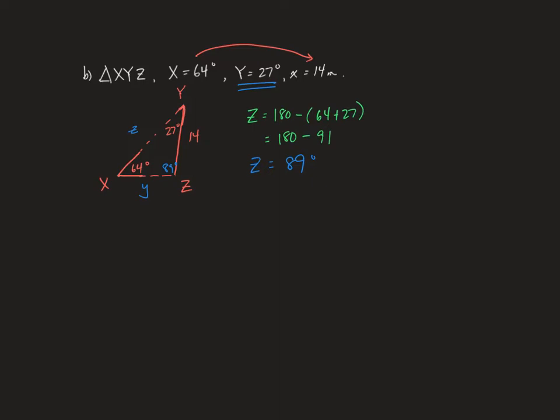Now, since I'm not finding an angle, there really is no ambiguous case to sine law. However, if you're looking for uniformity, then maybe the easiest thing to do is to always find your smallest stuff first. So since I see that angle Y is 27 degrees and angle Z is 89 degrees, I'm going to find side Y first since it comes from the smallest angle. So my Y compared to the sine of its angle has to equal side X compared to the sine of its angle.